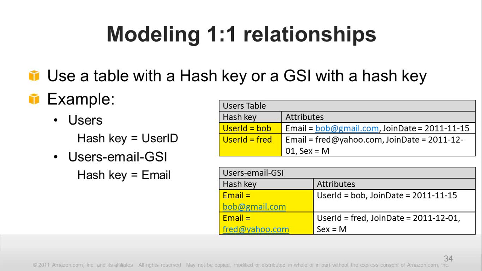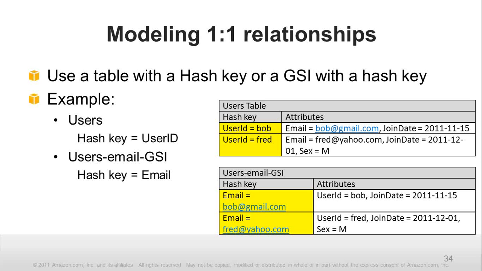In this case, I'm modeling a user ID, the relationship between a user. It's a one-to-one relationship: user ID and the attributes pertaining to the user. One way of modeling this would be simply using a table with a hash key and carrying on the other attributes. Another way of modeling this, let's say you have that user table and you want another search path into the table, which is, given an email name, obtain all the attributes of the table.